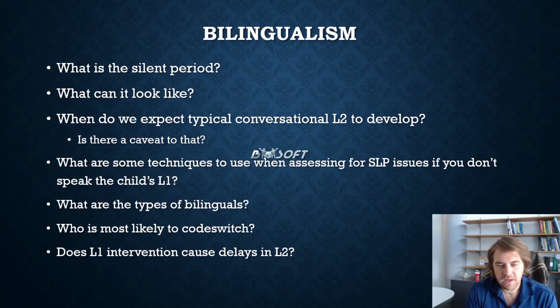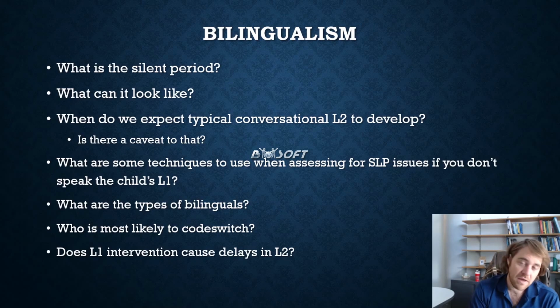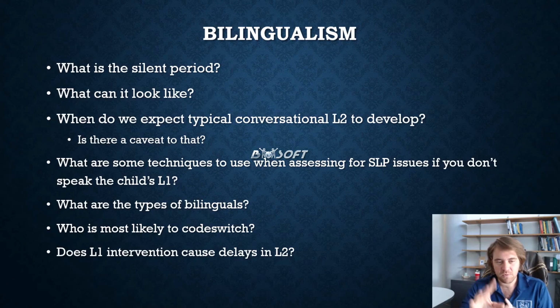And then you've got a couple breakdowns of like, is it circumstantial, like you have to learn the second language, or is it elective where you wanted to learn it? I'm not going to ask you about that. What would be on the test is simultaneous, early sequential and late sequential.